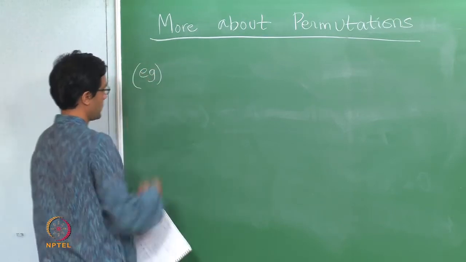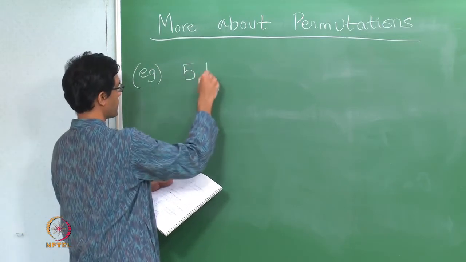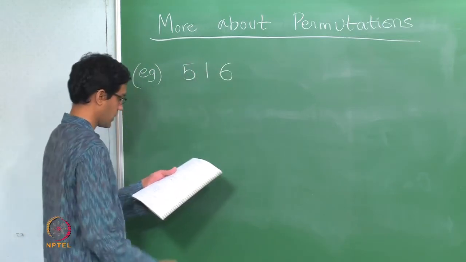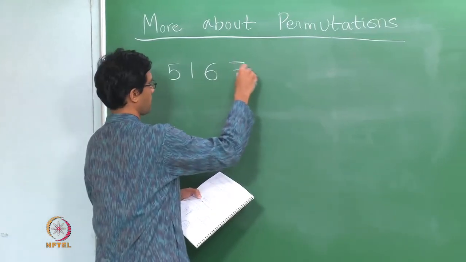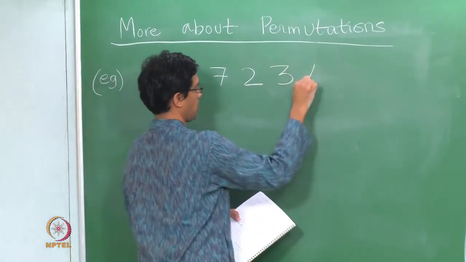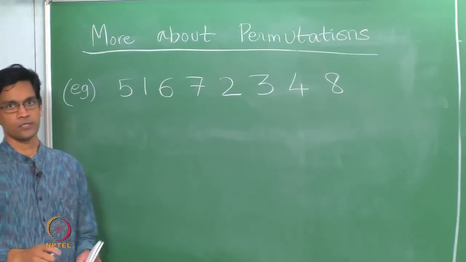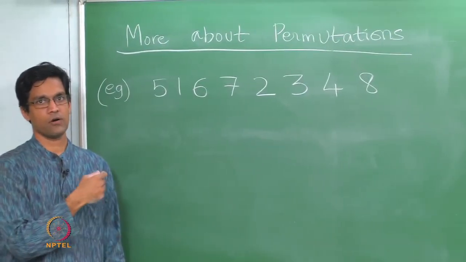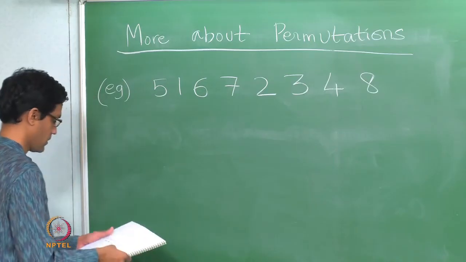So recall, what is an example of a permutation? Well, a typical permutation is just a rearrangement of the numbers. So let me write down an example: 5 1 6 7 2 3 4 8. Okay. So here is an example of a permutation of the numbers 1 through 8.